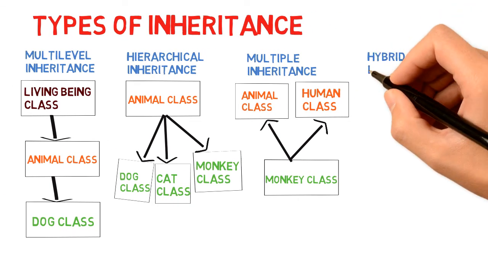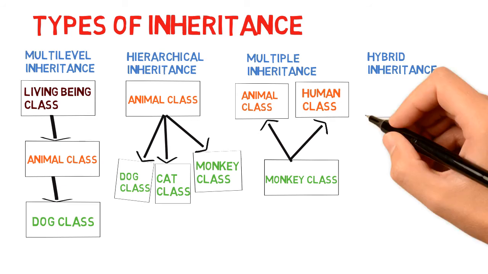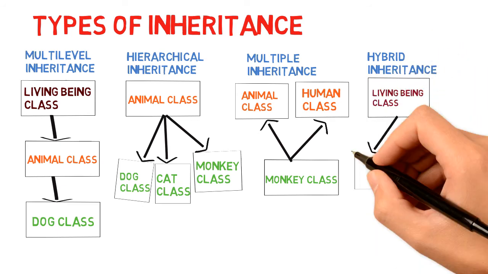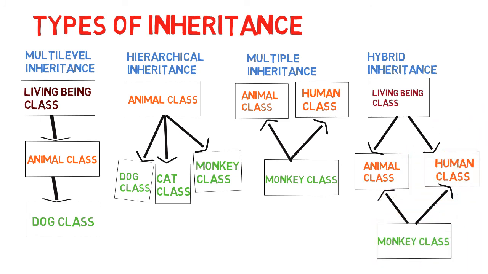And last, we have hybrid inheritance, which is a combination of single and multiple inheritance. It looks something like this. We have a parent class, then there are two classes extending from it, and then there is another class which will extend from these two classes. So it is a combination. If you observe, this is a combination of single and multiple inheritance. But since multiple inheritance is not supported in Java, hybrid is also not supported in Java. But again, it's good to know this concept.